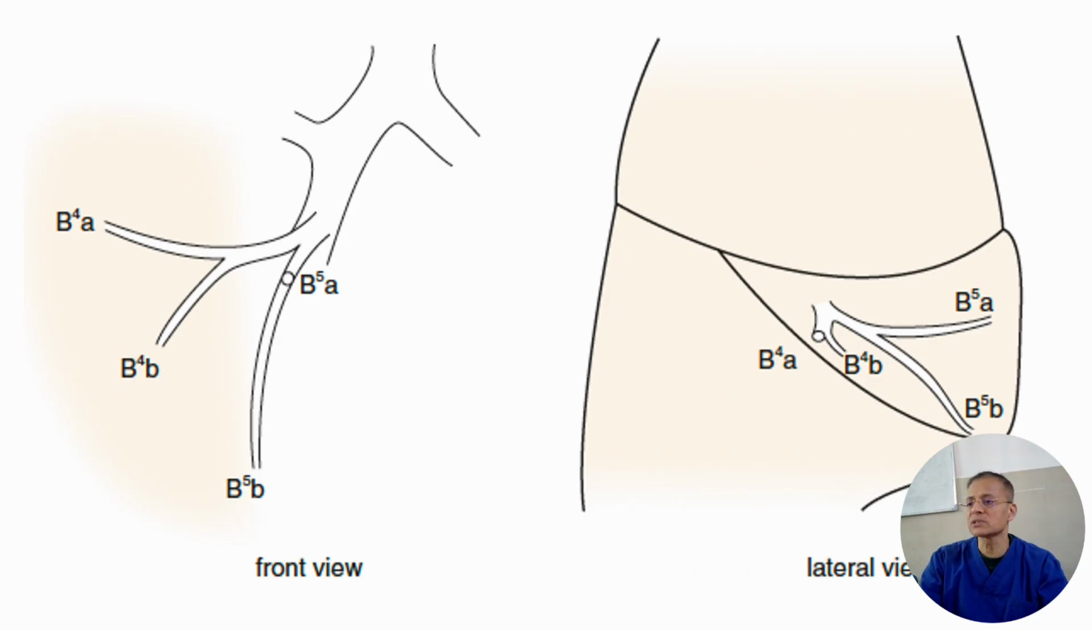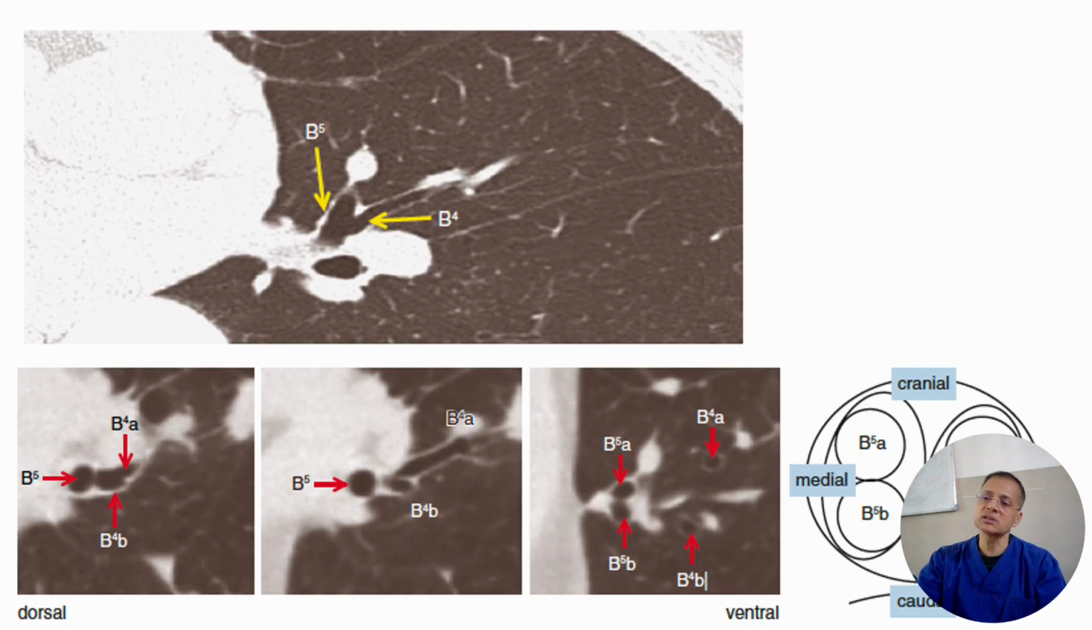In the lateral view, the picture is similar: the lateral will be B4 and the middle will be B5, and further. You should remember a similar pictorial diagram in your mind. This image is flipped because, as I said last time, on CT scan the right side appears on the left side of the image, so I have flipped the image so that it corresponds to the bronchoscopy.